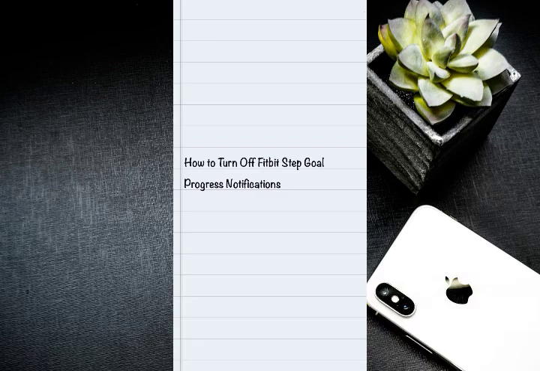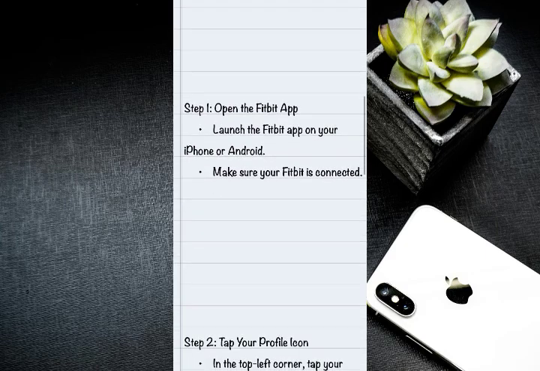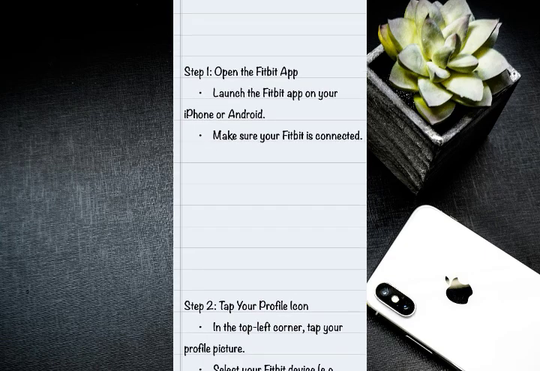In this video I'm going to walk you through an easy step-by-step guide on how to turn off Fitbit step goal progress notification. So let's get started with the quick and straightforward guide on how to turn off the Fitbit step goal progress notification. The first thing to do, step one, is to open the Fitbit app. Launch the Fitbit app on your iPhone or Android, then make sure your Fitbit is connected.